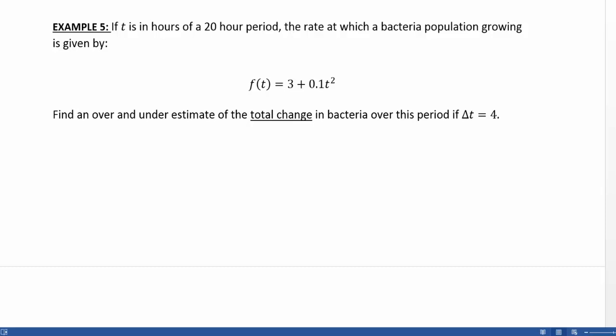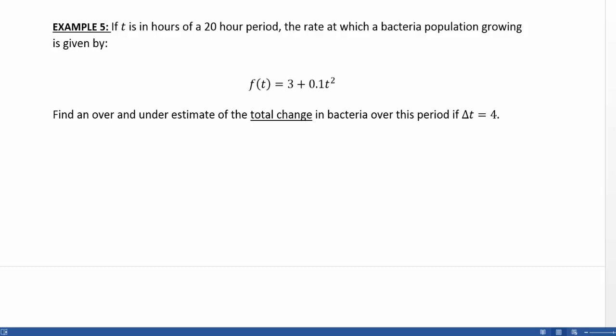So we want to approximate the area under this curve. This curve is the rate at which the bacteria population is growing. So if we were to find the area under the curve by estimating using rectangles like we have been, that should tell us the total change in bacteria. Again, it's not going to tell us how many bacteria we have, but it'll tell us how much it's changed by.